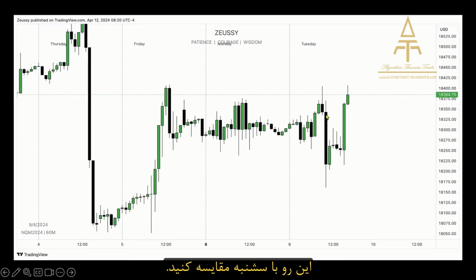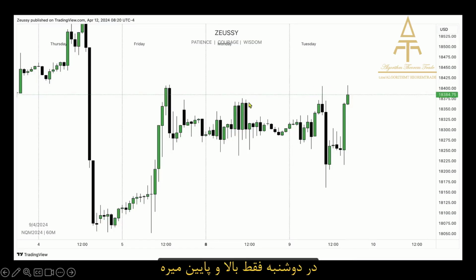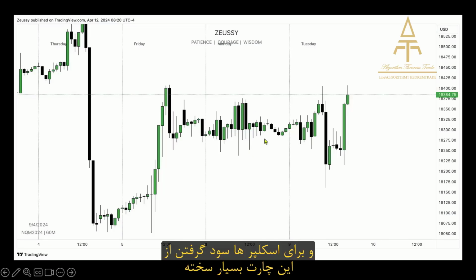Compare this delivery to Tuesday's delivery. Tuesday's delivery is volatile, meaning clear swings are being made at logical levels. Whereas on Monday, the market just goes sideways, goes up, down, up, down, up, down, up, down. And as a scalper on a seconds chart, this is by no means a hard environment.